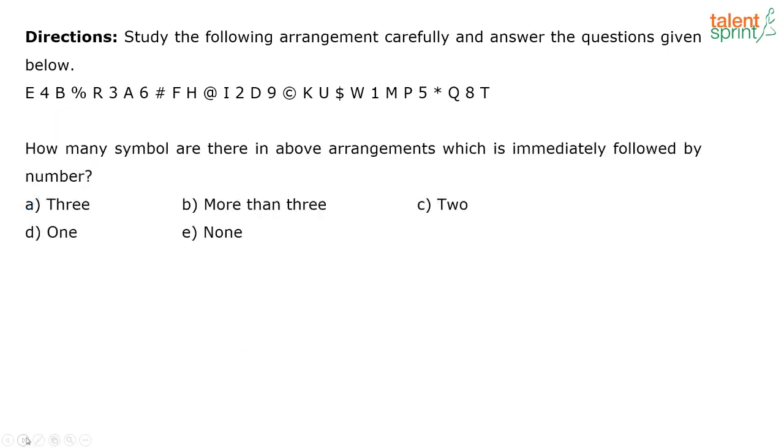Next one. How many symbols are there in the above arrangement which are immediately followed by a number? Means there should be a symbol and then after the symbol there should be a number. So can you check? Here you have a symbol. No, you don't have a number. Here you have a symbol. No, it's not followed by a number. Symbol not followed by a number. No, no, no. So again there are no symbols which are immediately followed by numbers. So the correct answer here will be none.